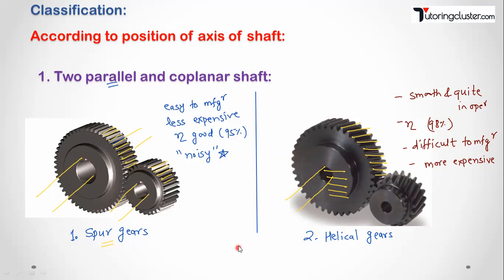What are herringbone gears? These are basically double helical gears. Okay, so this is more than enough. Let us see the next type.